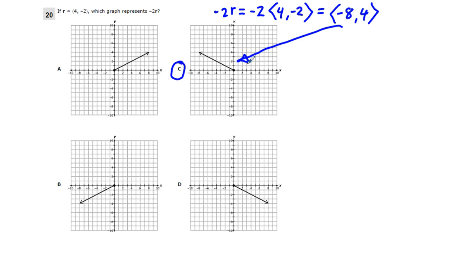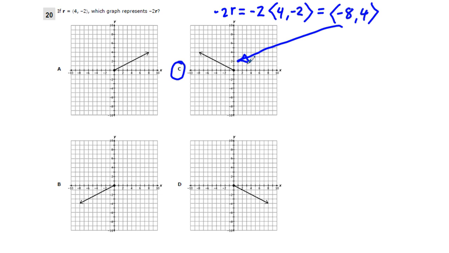So one thing I'm doing is I'm checking on these with the answer key a little bit to make sure they see things the same way I do. They do in this case.